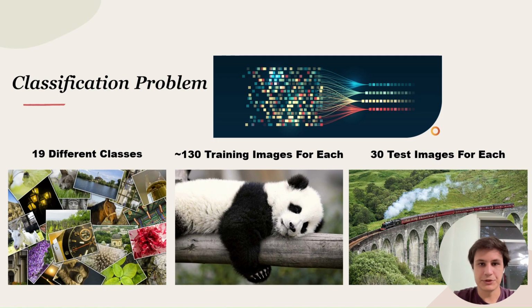For the classification problem, we have 19 different classes. There are animals, people, objects, vehicles with different patterns. Our goal is to classify them properly with high accuracy.